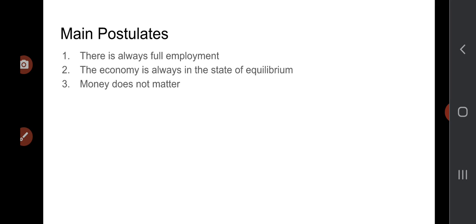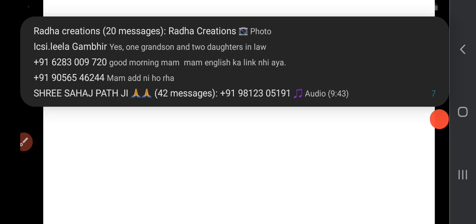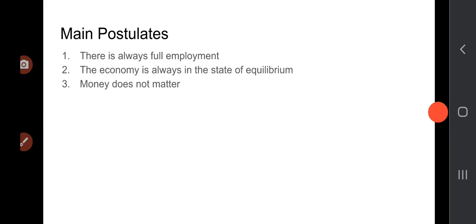Number 3, money does not matter. The classical economists treated money only as a medium of exchange. In their opinion, the role of money is only to facilitate the transactions. It does not play any significant role in determining the output and employment. The levels of output and employment are determined by the availability of real resources, that is, labor and capital. These are the three postulates of classical macroeconomics.